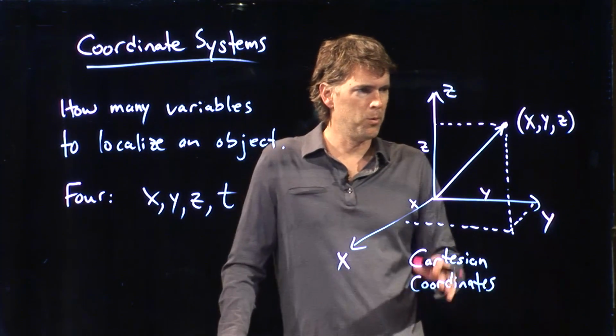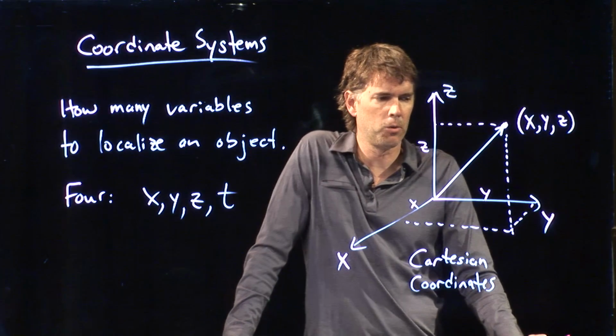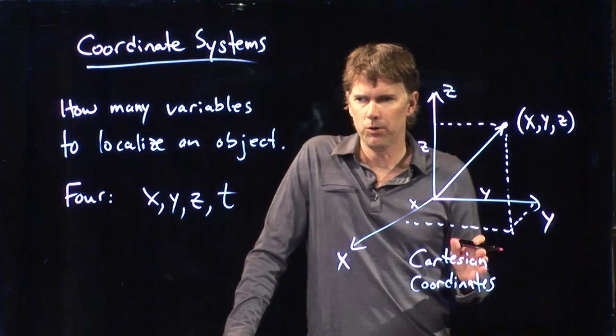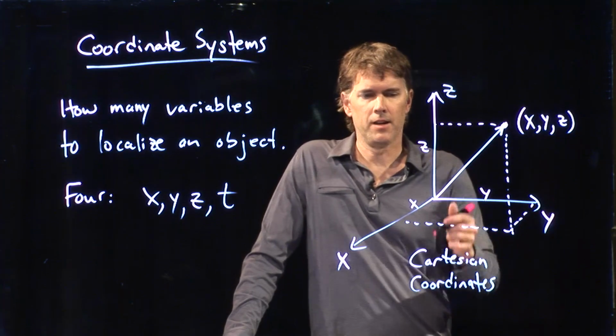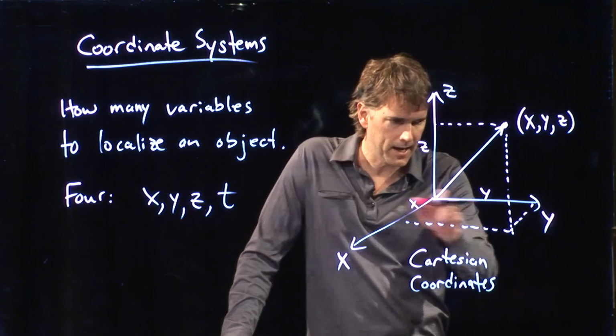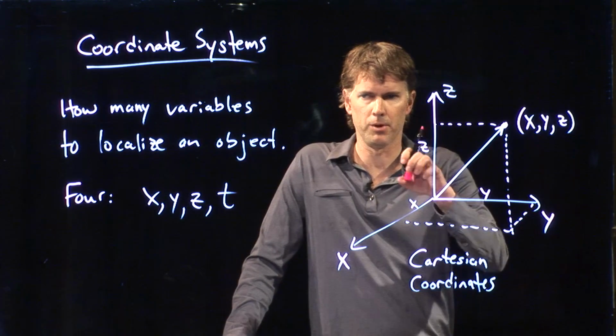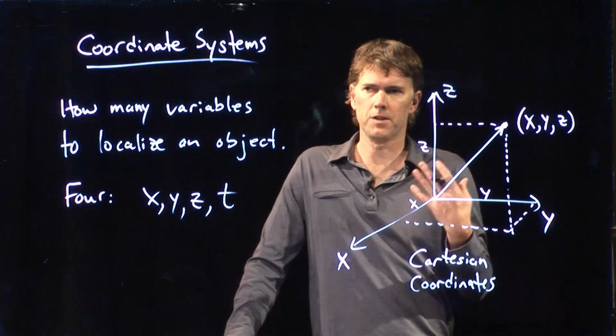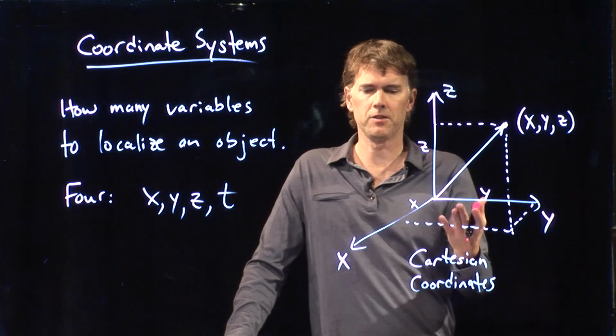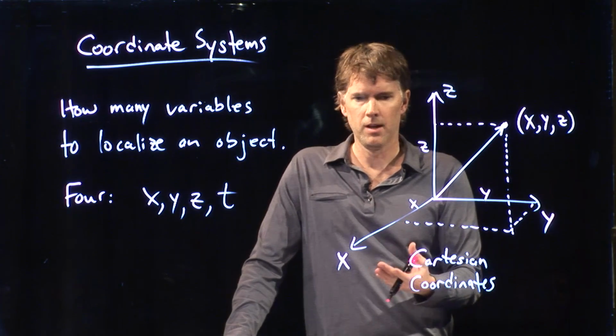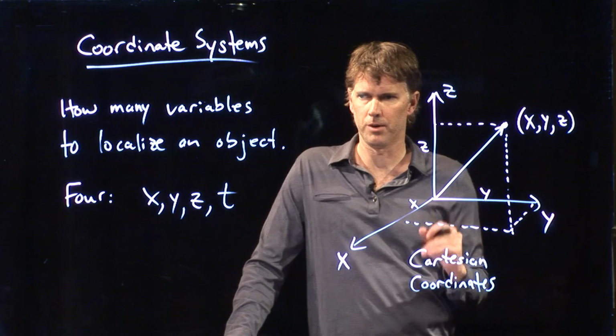Now, when we think about x, y, z coordinates, they're very useful because x is always pointing in the x, y is always pointing in the y, and z is always pointing in the z. And so when we start talking about unit vectors, it turns out to be a very convenient system because the unit vectors will always point in the same direction.